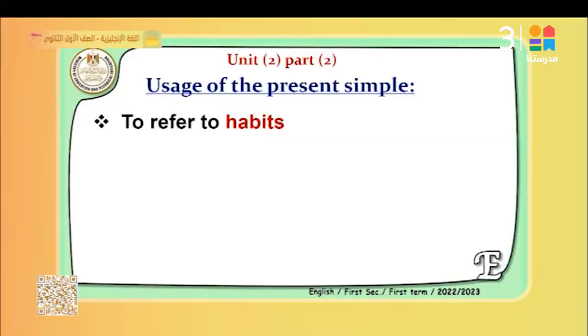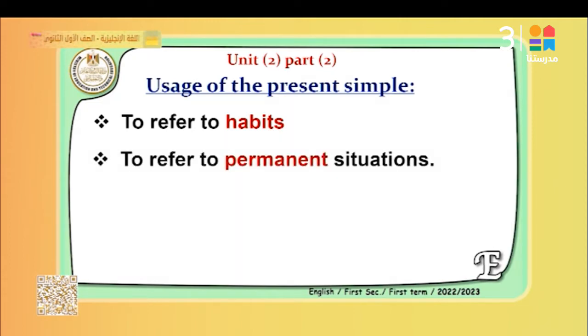Okay? So the present simple expresses something which is repeated again and again. It's something which usually happens, or often happens, or always happens, or it happens every day, or it never happens, or rarely happens. Okay? So what is the usage of the present simple? First of all, it refers to habits. The second thing, it refers to permanent situations, situations which are always true. Like when I say, for example, I am a teacher, you are a student, nurses help patients. So this is something which is permanent and which is always true.